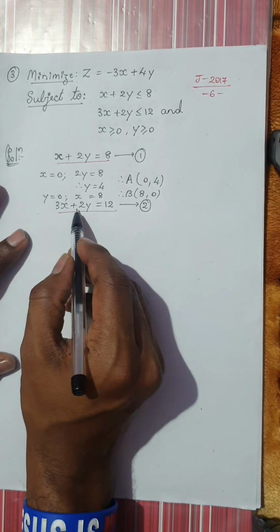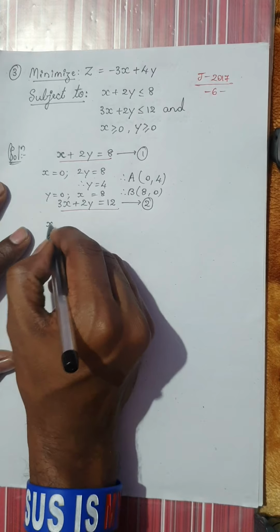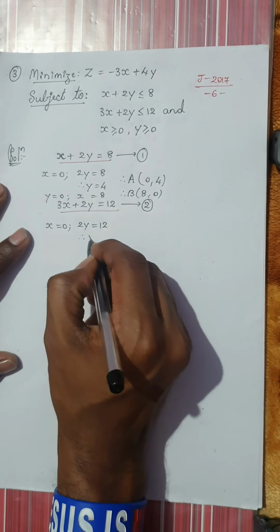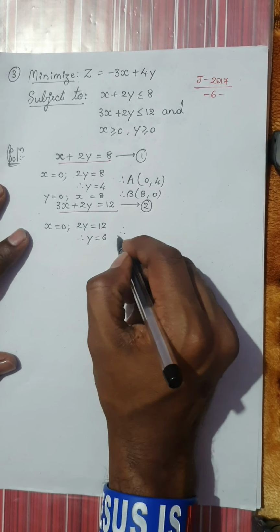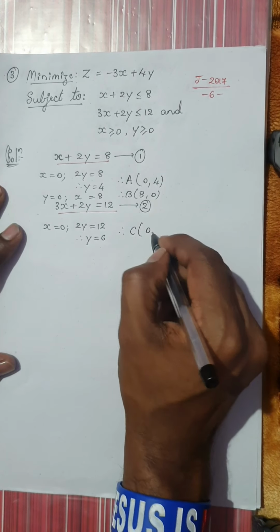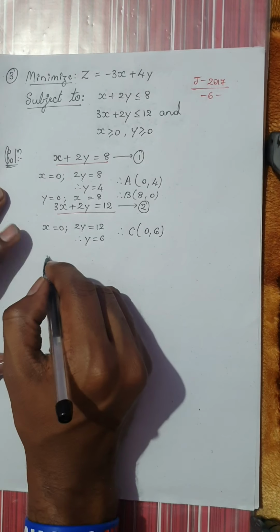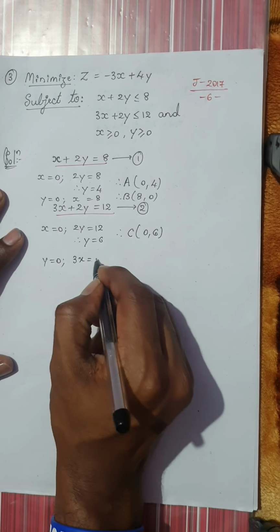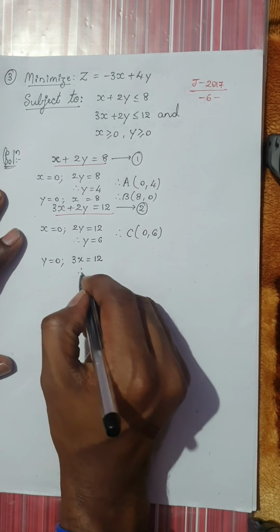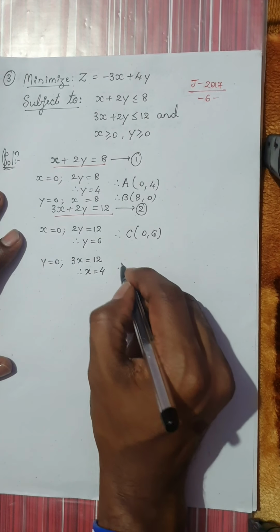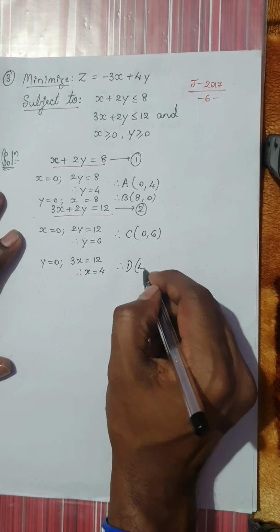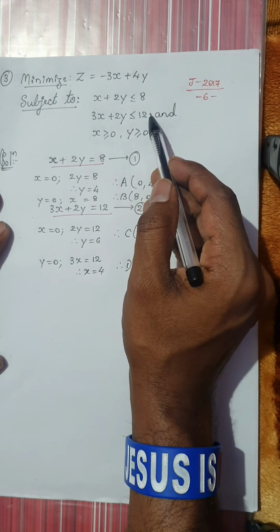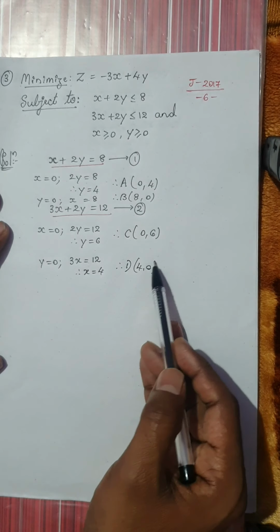Now going to the second equation, 3x plus 2y is equal to 12. Here if I put x is equal to 0, you will get 2y is equal to 12. Therefore, y is 6, isn't it? Therefore, I'll get point C is 0 comma 6. Now put y is equal to 0. If you put y is equal to 0, you will get 3x is equal to 12. Therefore, x will be 4. Therefore, point D is 4 comma 0. So these are the only two constraints I have. Now from these two constraints I got 4 points.